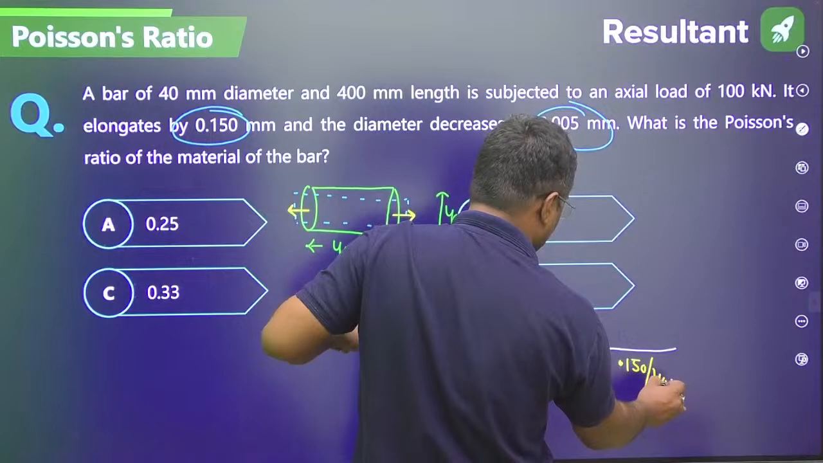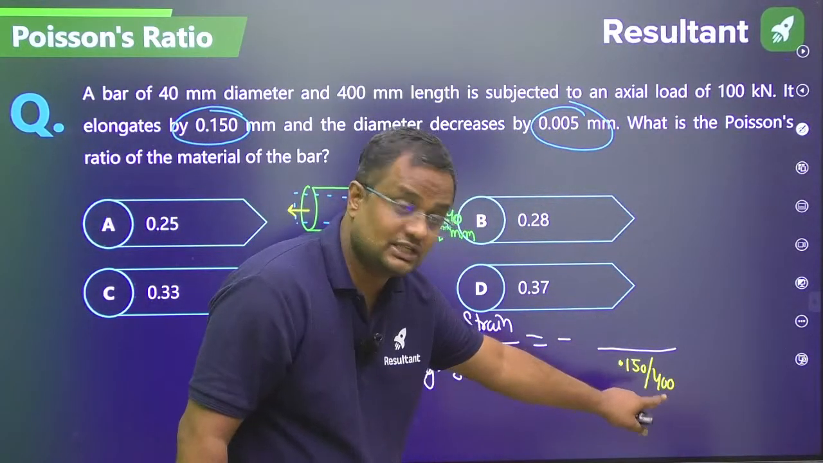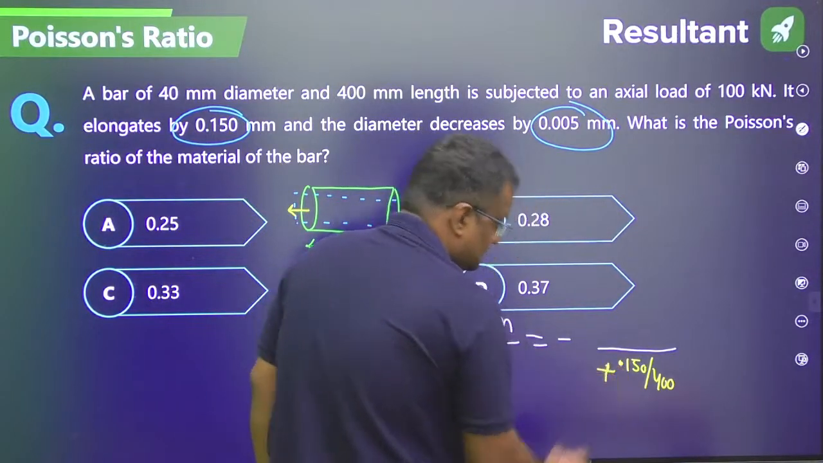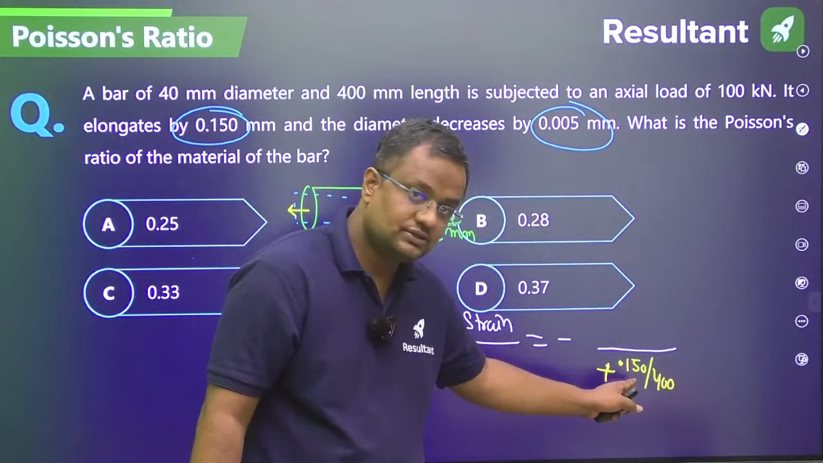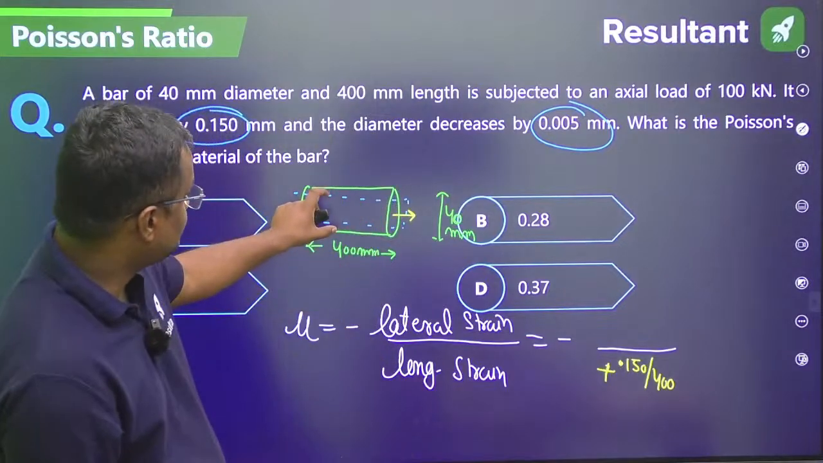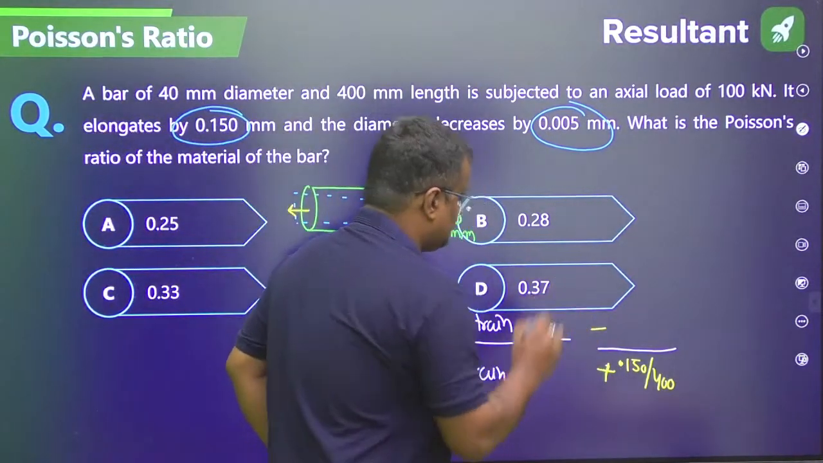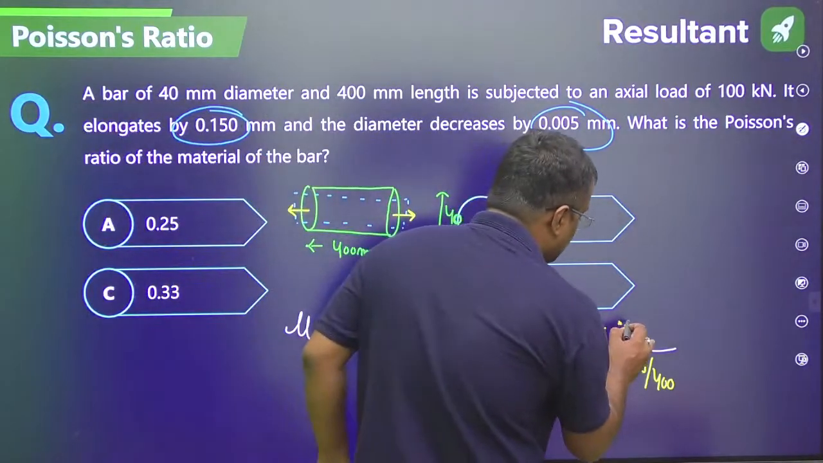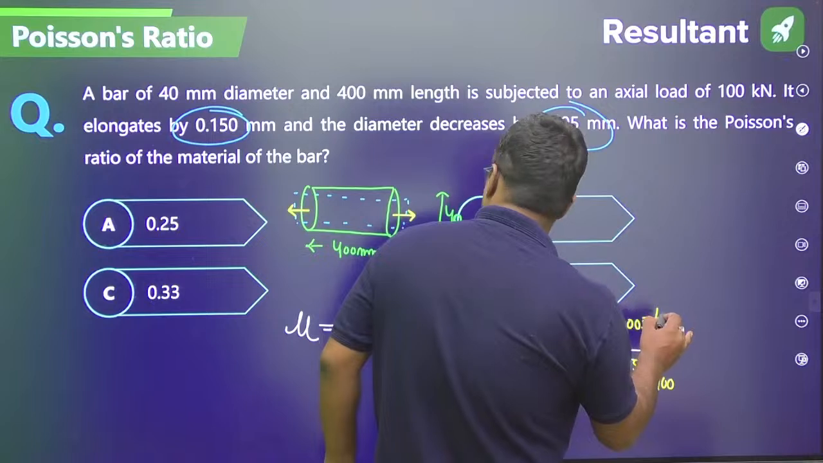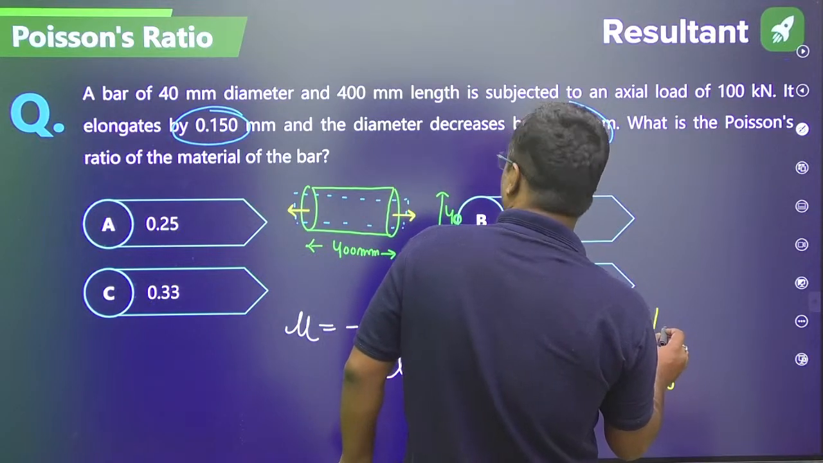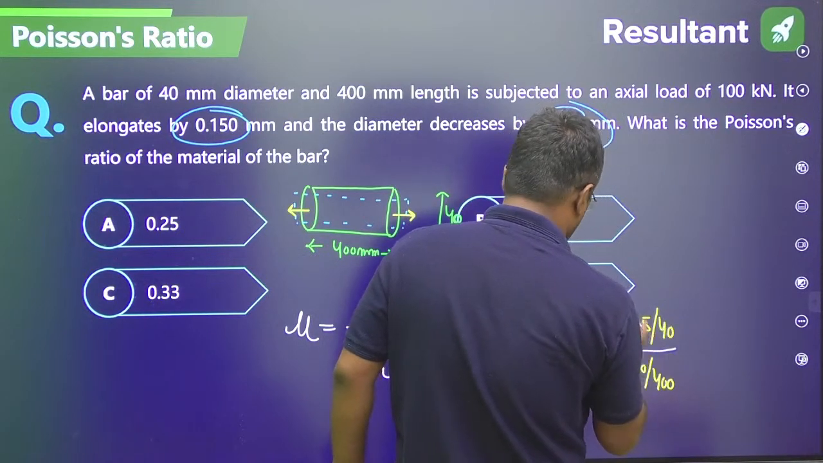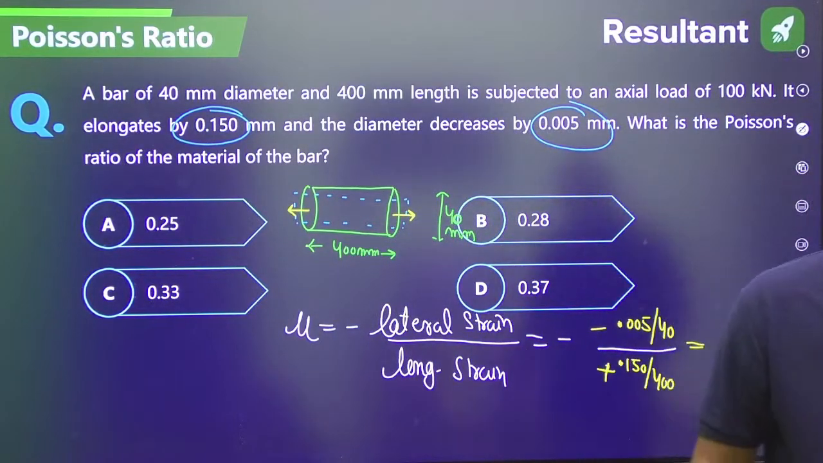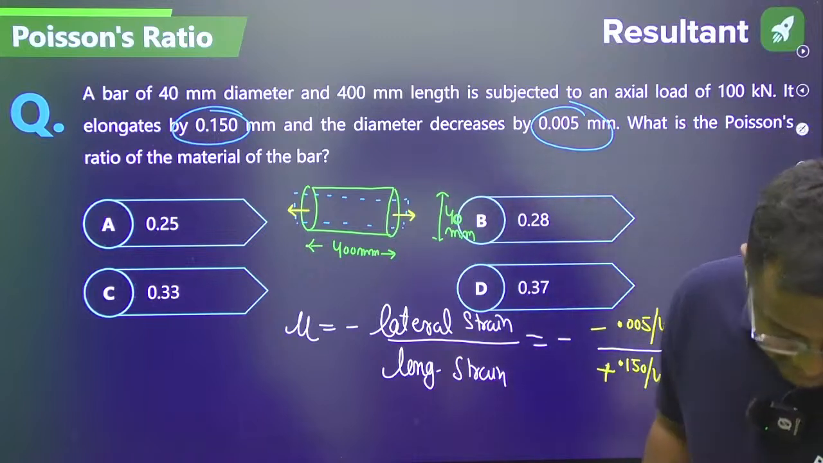So what is strain? Strain is change in length upon original length. It is elongating, so it is plus. In diameter it is decreasing, so that will be minus strain. What is delta? Change in diameter is 0.005, 0.005 upon diameter. Diameter is 40. So what is this value coming, guys? Can you please let me know in the comment section, guys?